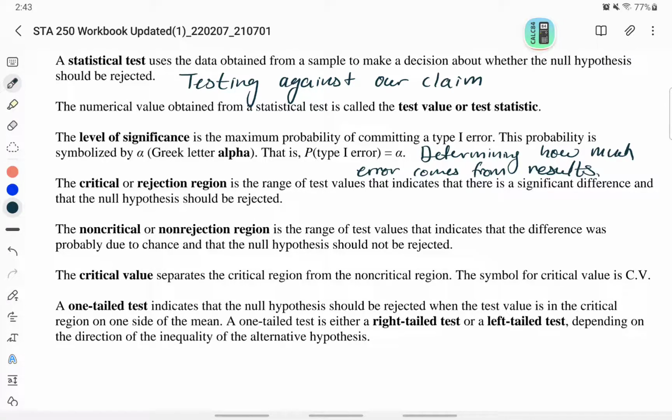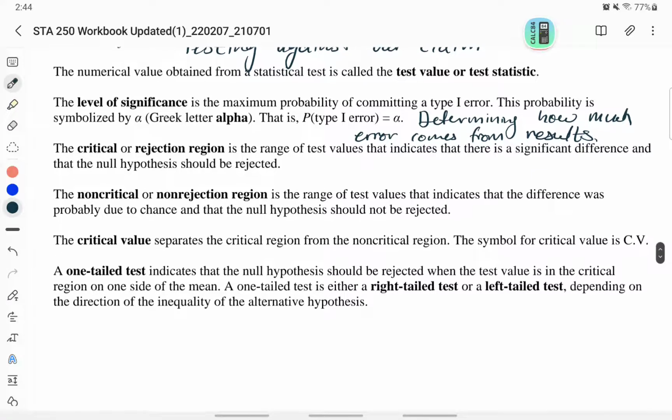So once again, in research, we are not testing in favor of our results. We're not trying to see how much confidence we have in our results. But yes, we're testing against our claim and we're trying to see how much error comes from the data we have collected. And we do this to try to reduce our bias in our research.